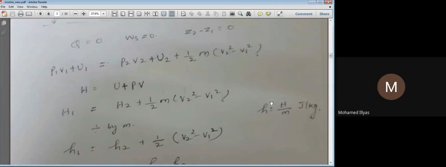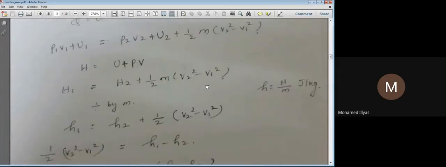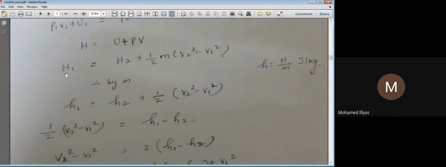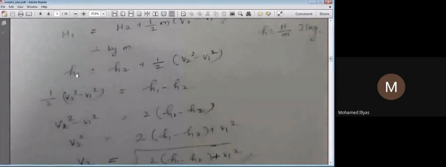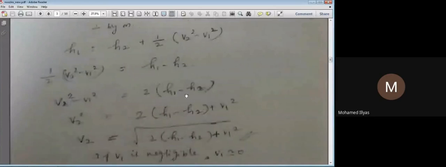Okay. So in this way, I can divide this entire expression, after substituting U plus PV, by m. Capital H by small m is specific enthalpy, this is h1. Similarly, you have small h2 on the exit on the right hand side, plus half of (V2 square minus V1 square). So m gets cancelled. I will keep the enthalpy on one side and the velocity term on the other side. So we have half of (V2 square minus V1 square) equal to h1 minus h2. Then I'll bring the half to the right hand side, so this will be 2 into (h1 minus h2). On the left hand side, we'll have V2 square minus V1 square.